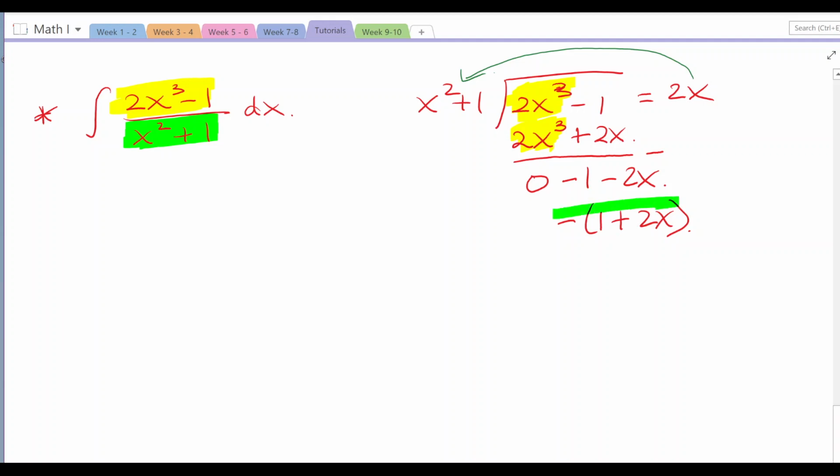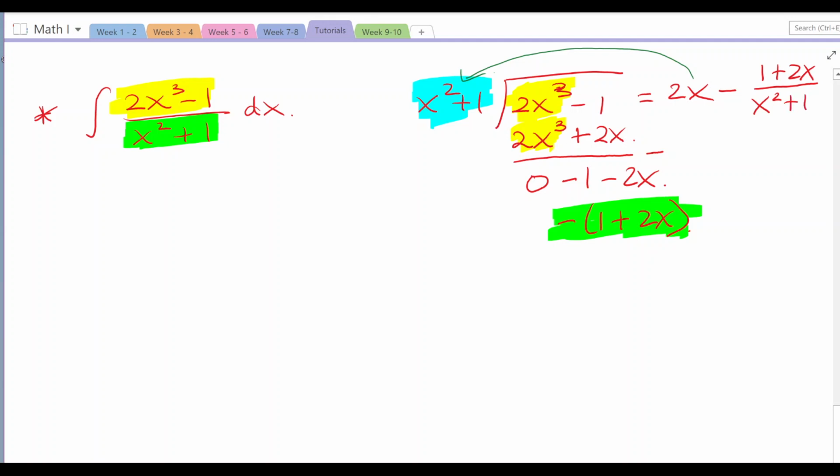This will be our leftover divided by the terms there. So the answer is 2x, because of the negative sign here, 2x minus 1 plus 2x all over x squared plus 1.